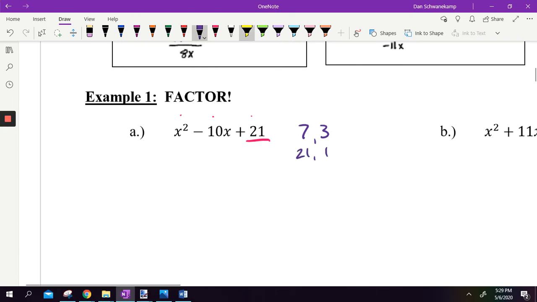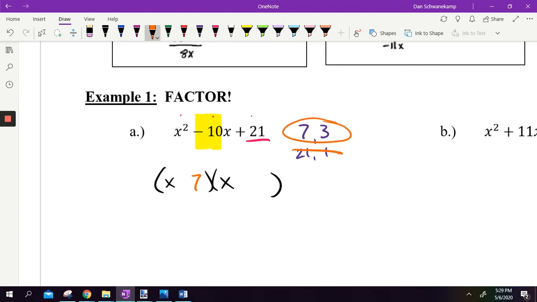Can either of those numbers, can you add or subtract them to get negative 10? So we are trying to go x something, x something. Well, 21 and 1 can't, but 7 and 3 can. X minus 7 and x minus 3, those two numbers, if I add them together, will get me negative 10. And if I multiply them, they'll get me positive 21.